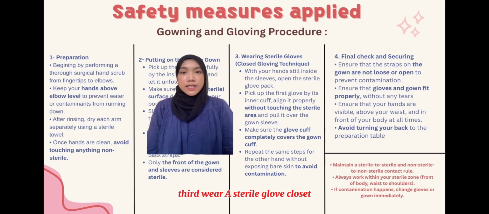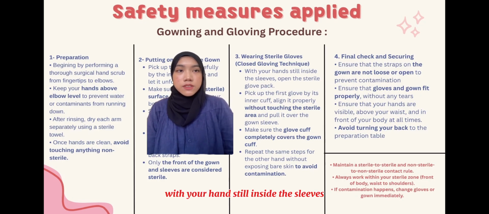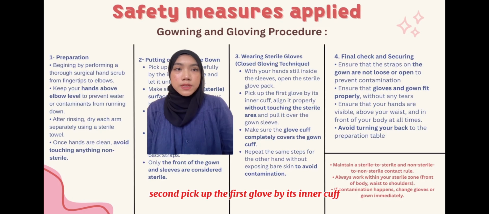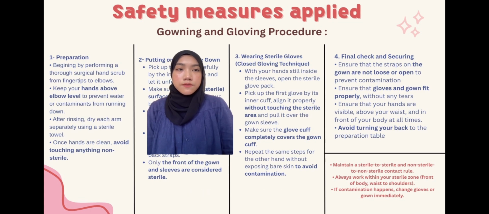Third, wearing sterilized gloves, closed gloving technique. First, with your hands still inside the sleeves, open the sterilized glove packet. Second, pick up the first glove by its inner cuff, align it properly without touching the sterilized area, and pull it over the gown sleeve. Third, make sure the glove cuff completely covers the gown cuff. Lastly, repeat the same steps for the other hand without exposing bare skin to avoid contamination.